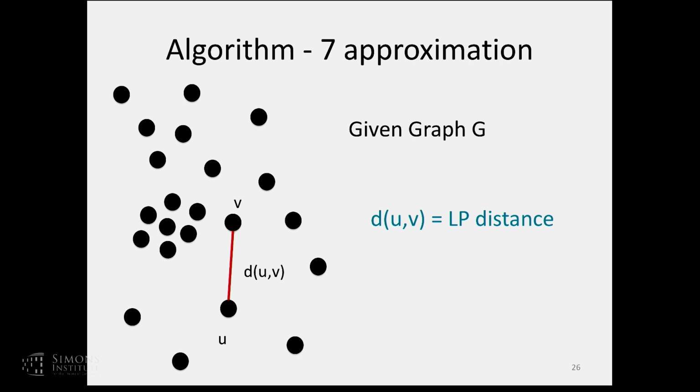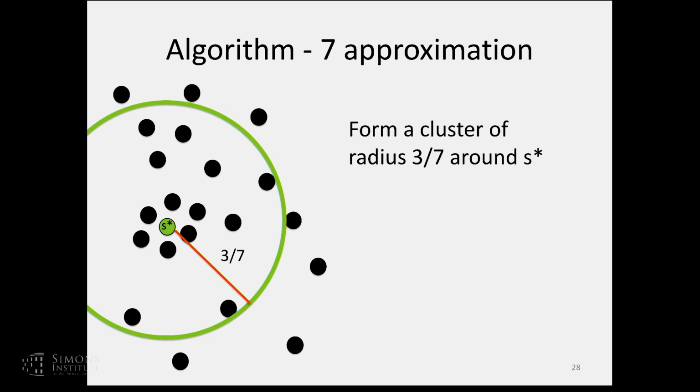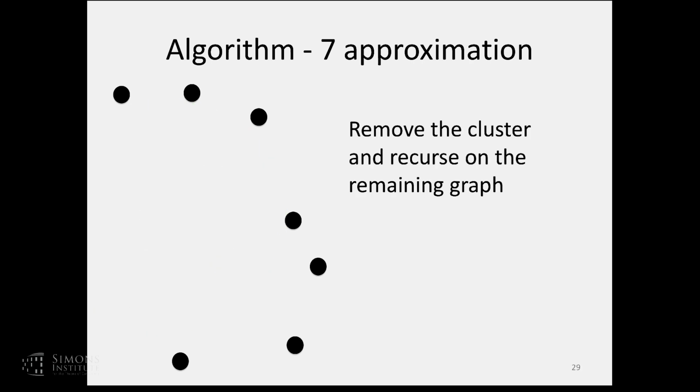We solve our LP, we get our distance function, and now we do the following. We look at a 1/7 ball around vertices and pick the vertex that has the maximum number of vertices in its 1/7 ball. Then we pick a radius of 3/7, a little less than half, around it. That's our cluster. Take it out and recurse. It's a curious algorithm, and it actually gives you a 7-approximation.